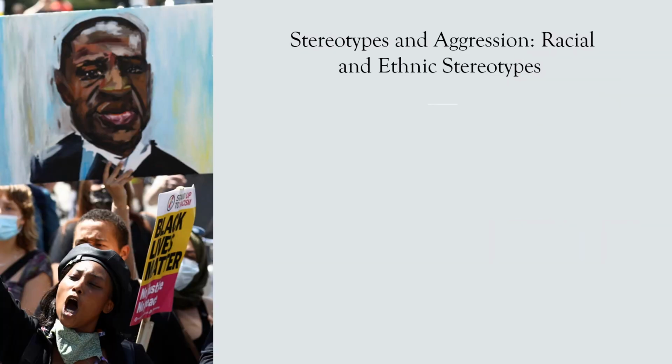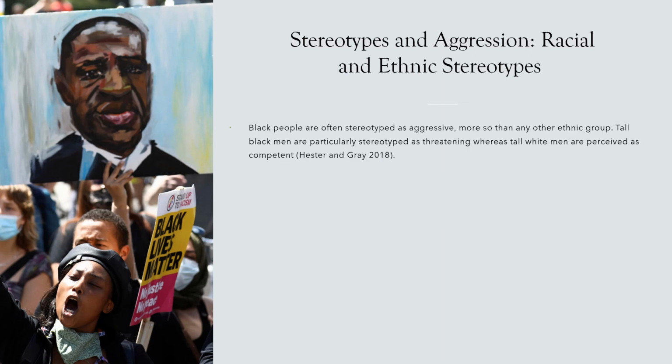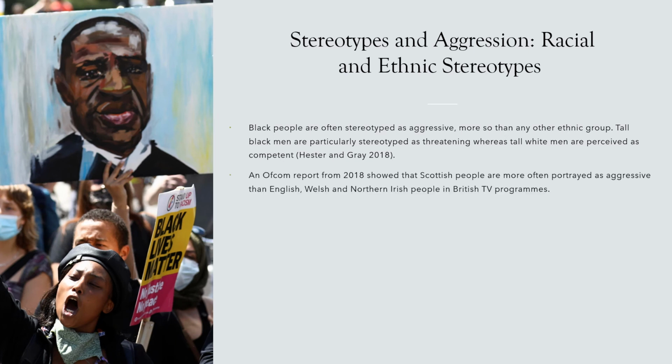And now we're moving on to racial and ethnic stereotypes. Black people are often stereotyped as aggressive, more so than any other ethnic group. Tall black men are particularly stereotyped as threatening, whereas tall white men are perceived as competent. And already we can see how dangerous these stereotypes can be.